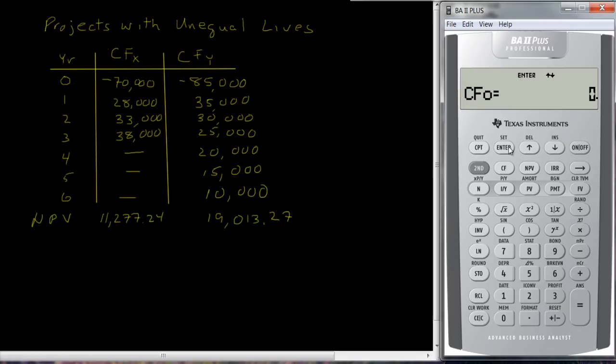You can use the cash flow worksheet, and you can hit second clear work in order to clear the worksheet. So we put in 70,000 as negative, enter, and then the first cash flow is 28,000, enter. Frequency is 1, so we can just leave that. Second cash flow is 33,000. And the last cash flow is 38,000.